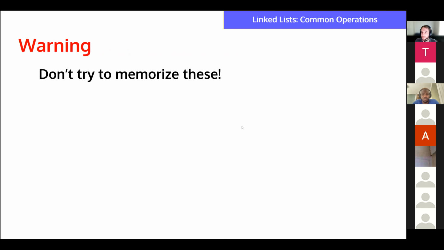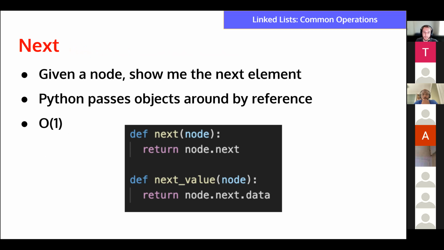Cool. So the next operation is very simple. It's just if I have a node, what's the next element? Obviously, this is O of 1. It's pretty straightforward. It's just node.next, or if you're looking for the value at the next, node.next.data. Since Python passes objects by reference, this is very easy.